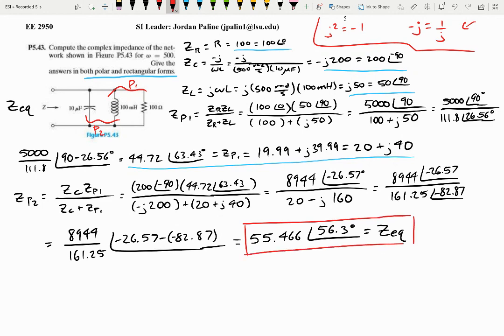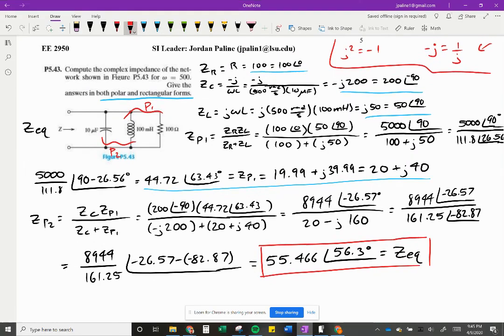So it's up to you how you do this, but there's more than one way to solve all these problems. And yes, it does take a lot of work, but it's what is required for this course.